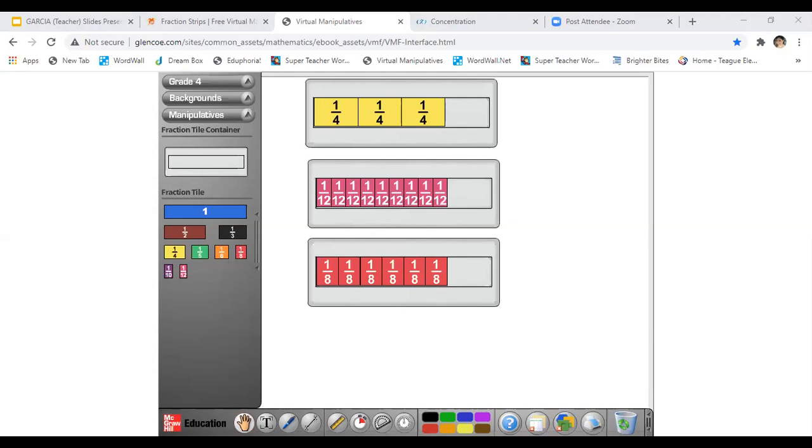These three fractions are equivalent because they have the same value. They don't have the same number of pieces or portions, but they do have the same amount, which is why I think that these three fractions are equivalent.